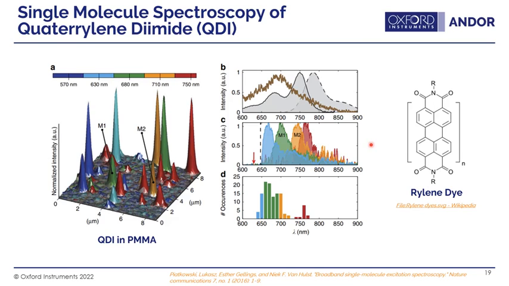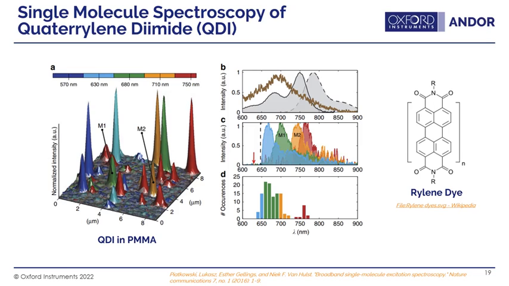Box C is showing the fluorescence emission spectrum of a few different individual PDI molecules in the PMMA matrix. And again, the color corresponds to what light the molecule needed to make it fluoresce. If we look at M1, that's this molecule right here, which absorbed at 680 nanometers and is emitting at about 700 nanometers. And M2, which absorbed at about 710 nanometers, is emitting at about 750 nanometers.